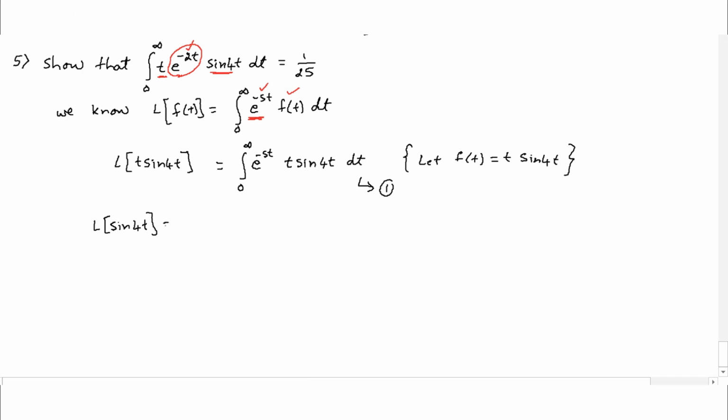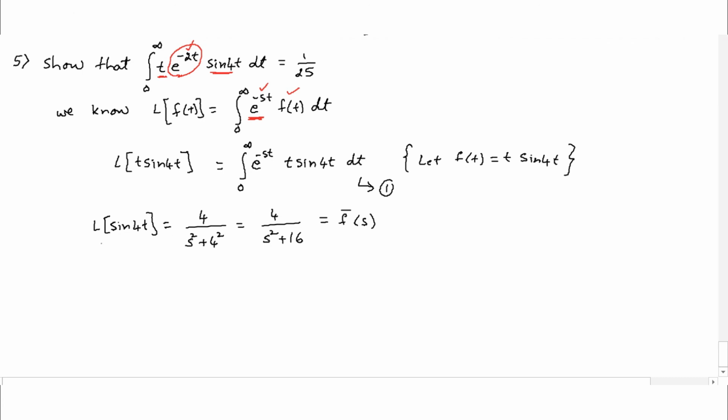So the Laplace transform of sine 4t, if you use the formula, it is a by s square plus a square. So the a value over here is 4, so it is 4 by s square plus a square, that is 4 square. So you will be getting 4 by s square plus 16. So this will be acting as your f bar of s.